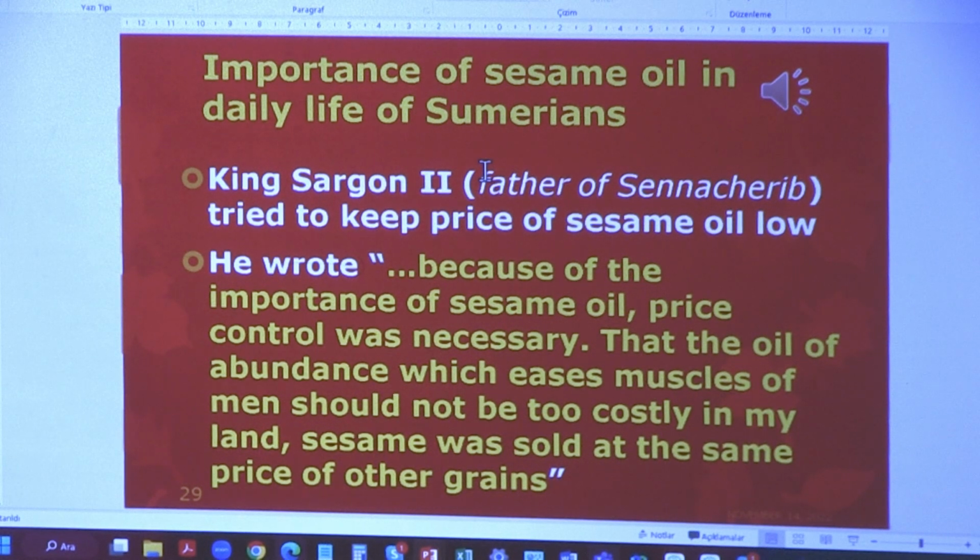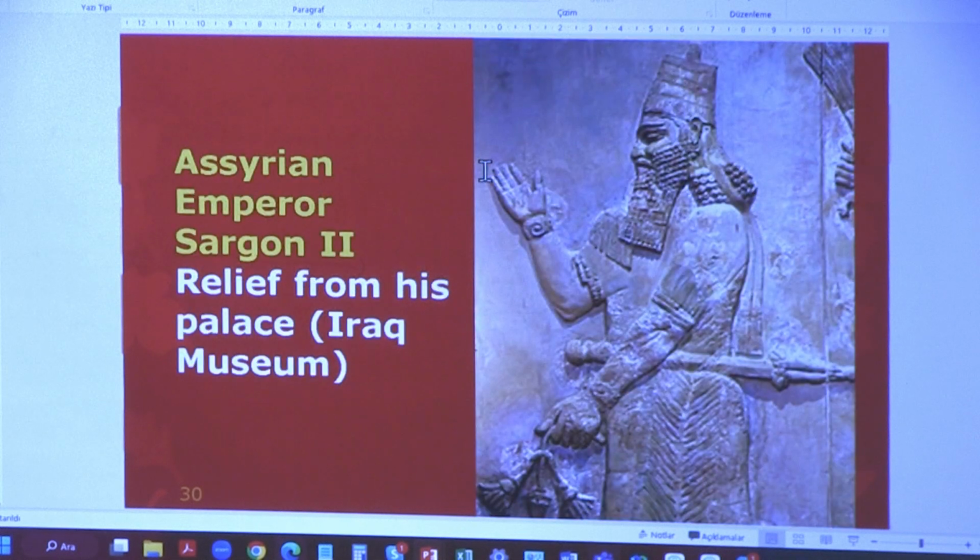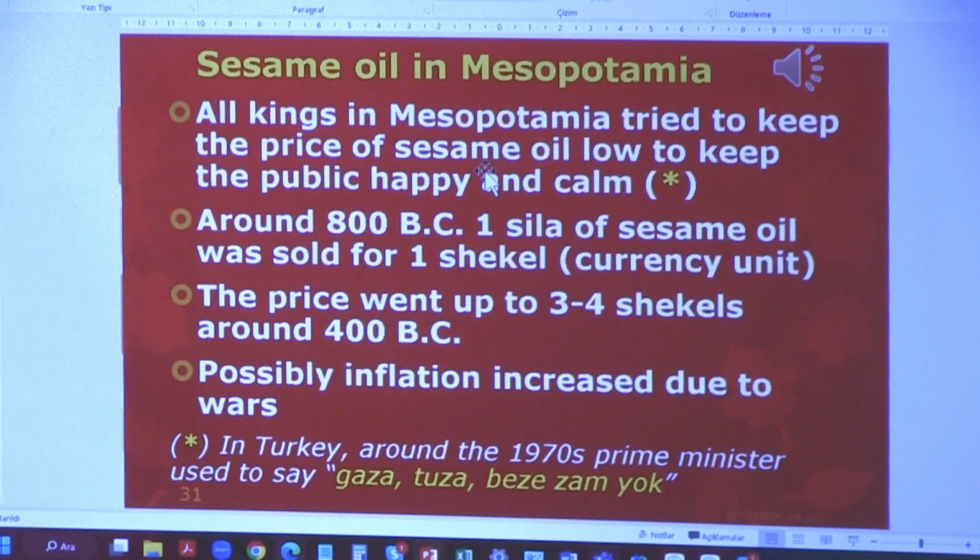But as you can see, he emphasizes not sesame being a food ingredient, but he's more interested in the muscles of man. He says it eases the muscle of man. That's why I try to keep the price low. But anyway, he tried to keep the price low. This is the relief of Sargon II. It's in Iraq Museum.